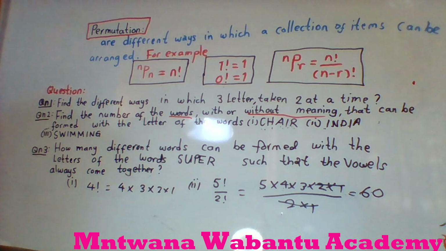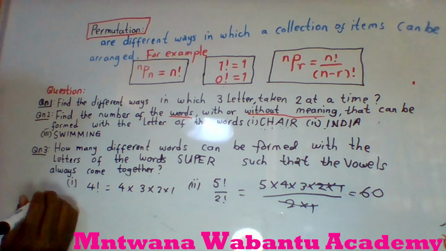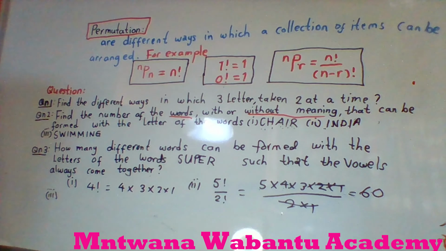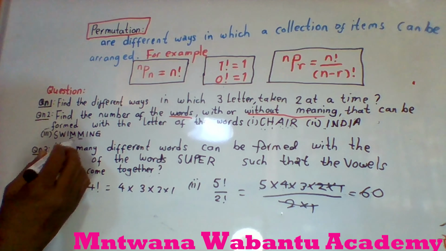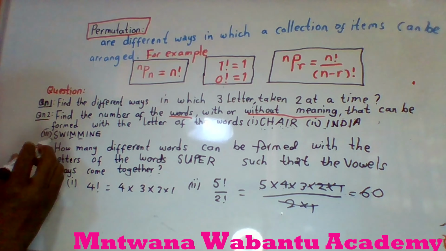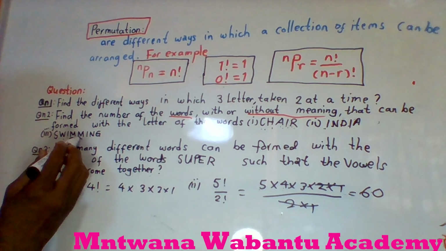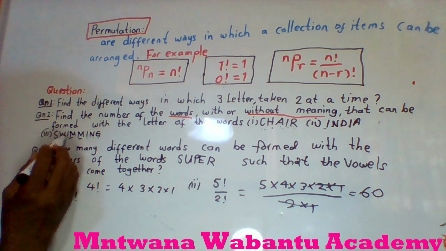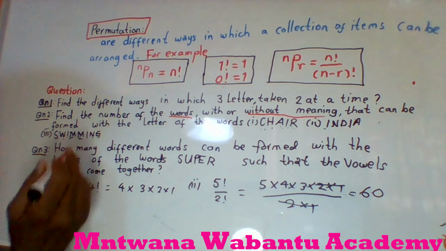So that's with the repetition. So let's take number 3, swimming. Now for this case, swimming, we have 2 letters which repeat. We have M and M and I and I. So we're going to use the same approach. Take the whole of them: 1, 2, 3, 4, 5, 6, 7, 8. So we're going to say 8 factorial. Let's check again: 1, 2, 3, 4, 5, 6, 7, 8.